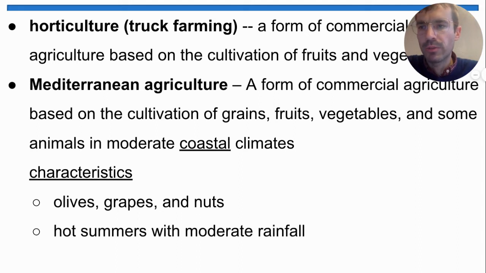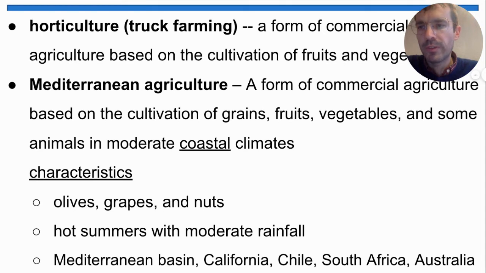Next, Mediterranean agriculture requires climates that have hot summers with moderate rainfall. So the summers are hot, but moderate means that they're not too dry nor too wet, kind of medium amount of rain. And lastly, some of the specific places where Mediterranean agriculture is practiced include any of the countries that border the Mediterranean. I call that the Mediterranean Basin. Parts of coastal California in the United States, and coastal regions of Chile, South Africa, and Australia.